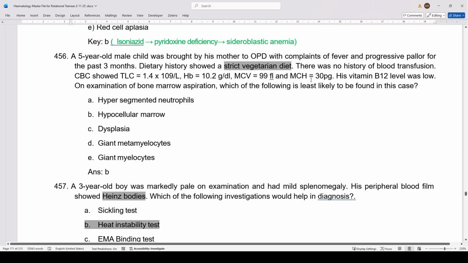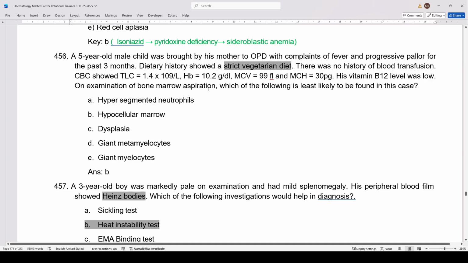10.2, MCV raised. Okay, so I told you before, whenever there is a case of megaloblastic anemia, you can expect that in severe megaloblastic anemia the TLC count will be low. The patient can present with pancytopenia. So his vitamin B12 levels were low. On examination of bone marrow aspiration, which of the following is least likely to be found in this case?